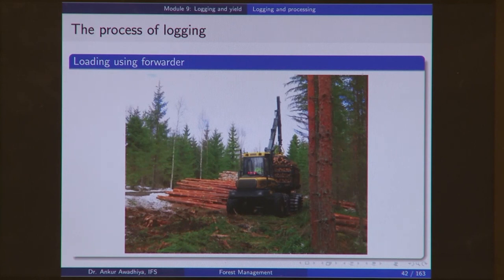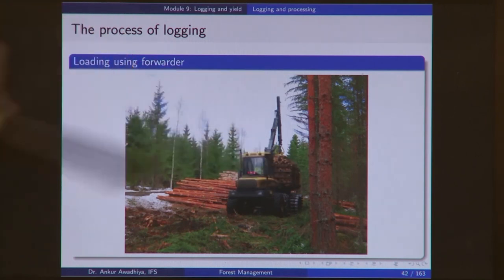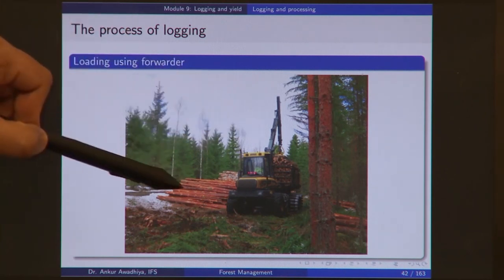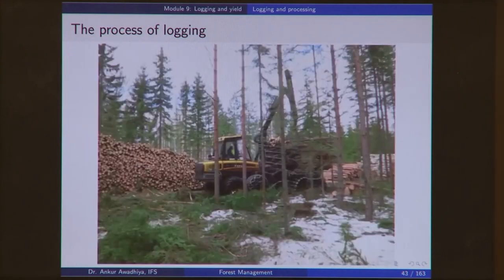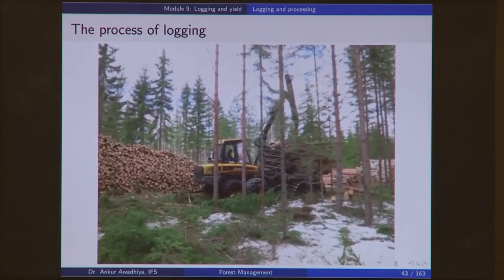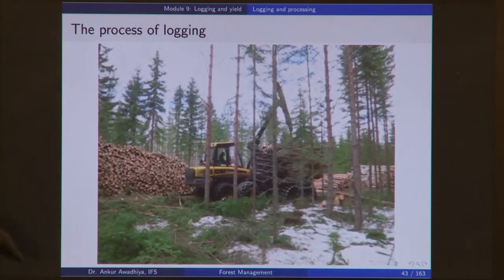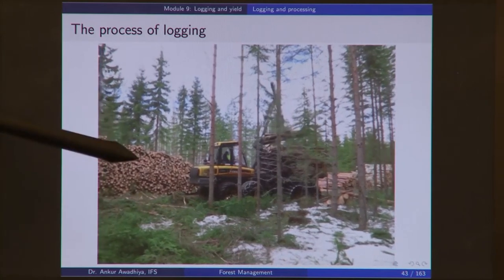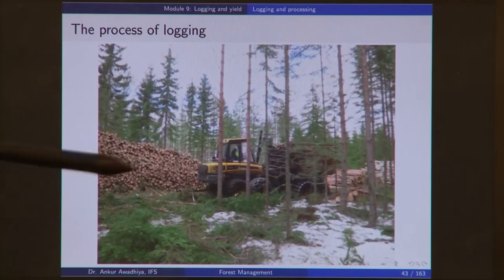It can also be done using a forwarder. Now, a forwarder is a machine in which you have a truck combined with a crane. In this case, this is a landing site, and this forwarder is taking these logs and putting them on itself. This is how a forwarder works. Now, in this case, this forwarder is taking the logs to the depot. Here it is taking them out and dumping them on this stack.